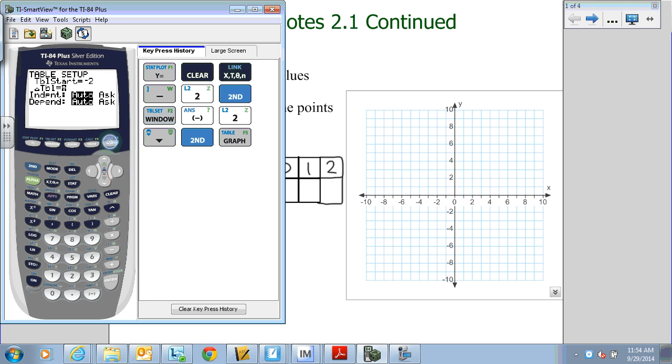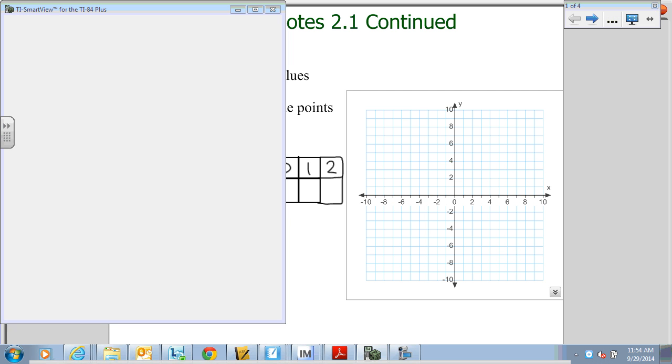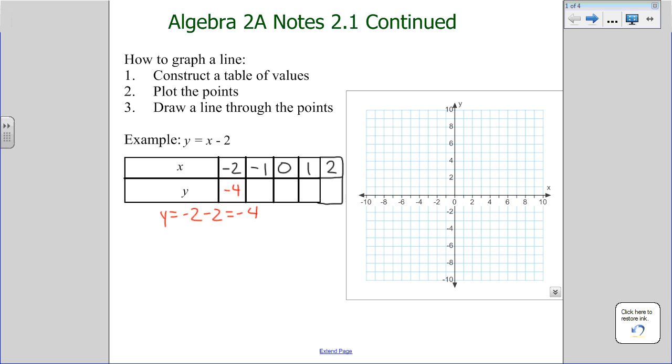So we're going to go second and then graph, which brings up the table. We can see those values. So there's that y value of negative 4 that we calculated. We're going to see negative 3, negative 2, negative 1, and 0. We should see a pattern with each of these that we do, because that's one of the characteristics of a linear function.